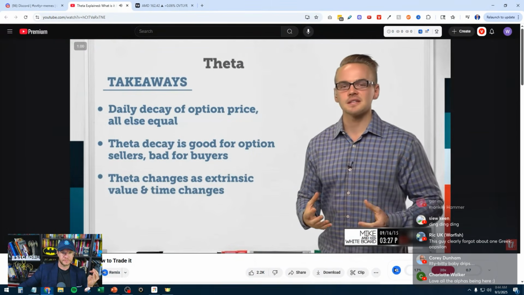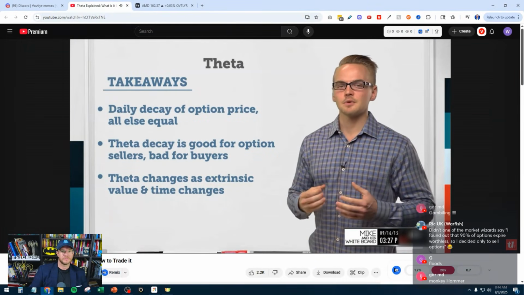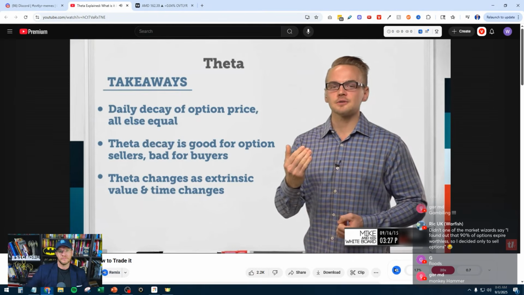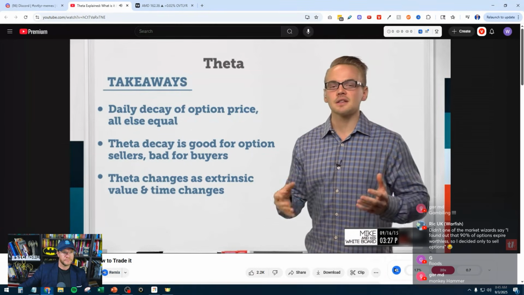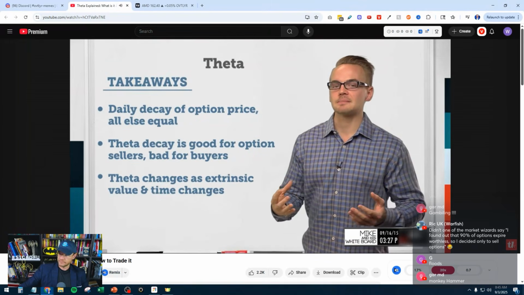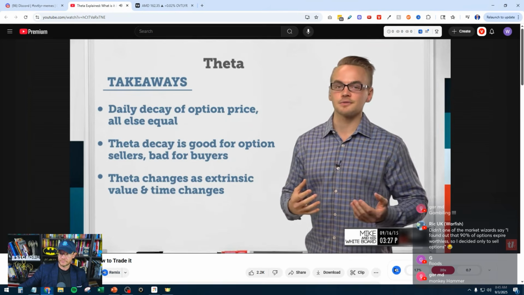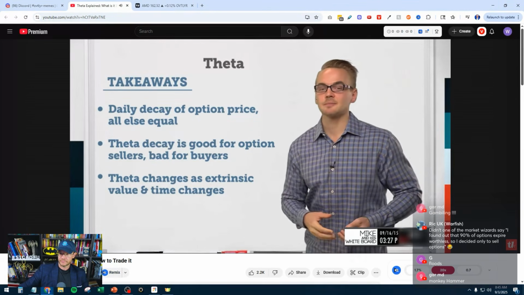Price, all else equal. So again, you're going to see this pretty much jump around all the time, but if you were to freeze implied volatility and freeze the stock price, whatever value you see for theta, if you just let 1 day pass, theoretically that option price should decay by that amount. And regarding whether you bought or sold that option, that's either bad or good for you. Theta decay is good for option sellers, bad for buyers.